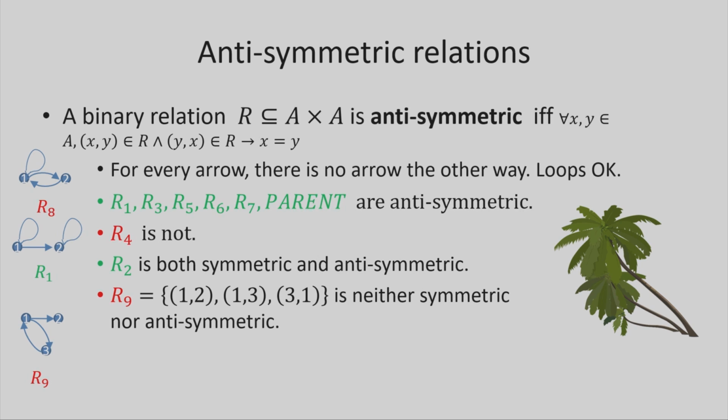And there is a very strange relation which is both symmetric and anti-symmetric, that relation which didn't have anything related to anything else, where every element was just related to itself, the R2 relation. It's both symmetric and anti-symmetric because in both cases the condition was vacuously true. If x is related to y, then, well, okay. If nothing is related to nothing else, then we are done. The whole thing is true.